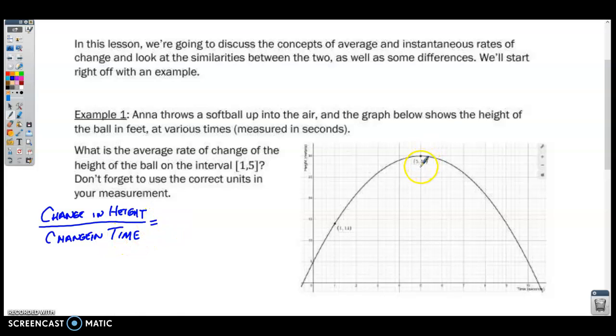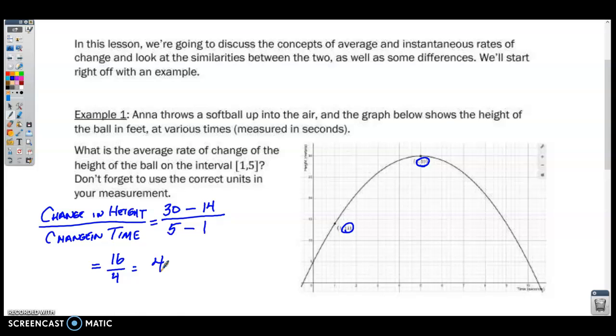So we're going to identify the two heights, the ending height on the interval and the starting height on the interval. It's a little hard to read these points here, but that's the ordered pair (5, 30) at the top. And over here to the left is the ordered pair (1, 14). So the change in height is going to be 30 minus 14, and the change in time is going to be 5 minus 1. And so we go ahead and calculate that. Gives us 16 over 4, or 4.